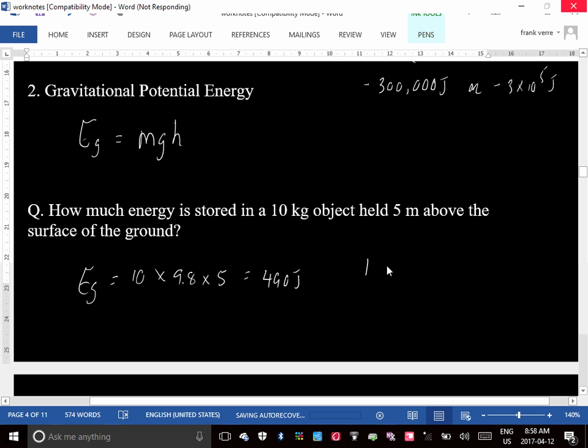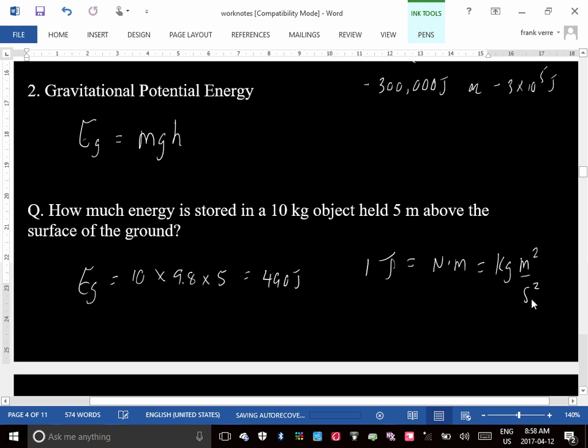1 joule is a Newton meter, which is the same as a kilogram meter squared per second squared. And when we look at the equation for kinetic energy, what was the equation again? It was 1/2 mv squared, right? So we can see the unit here, because your mass is in kilograms, and your speed squared is meters per second squared.